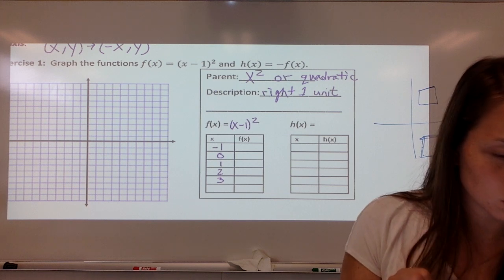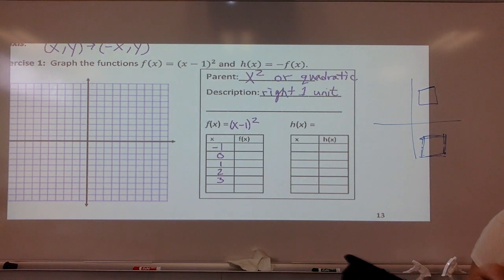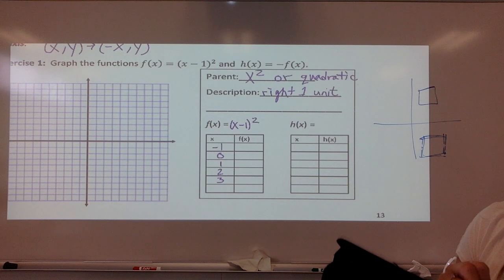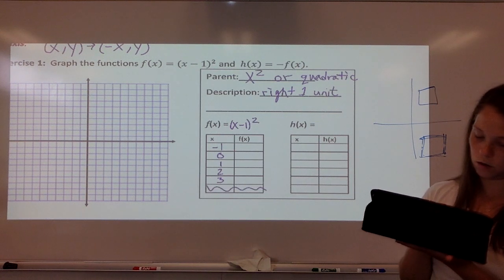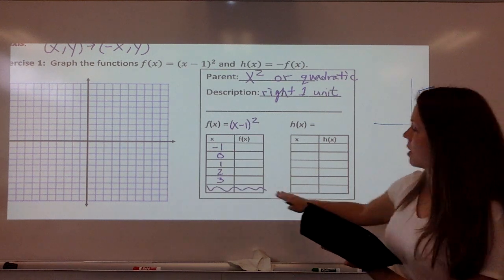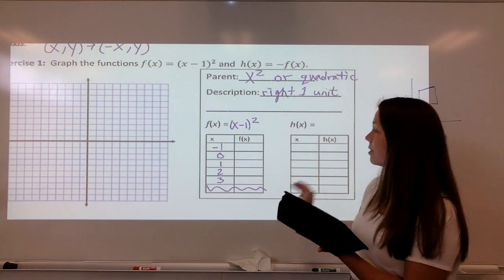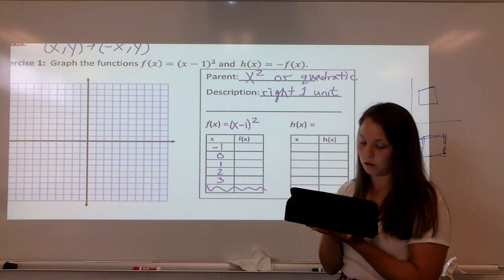One, 0, 1. Why do I have an extra one here? No, I'm not going to use this bottom one. I just have an extra cell down here. Kind of took me off guard. All right, and then my y values are going to be just like what they were from the parent quadratic function.